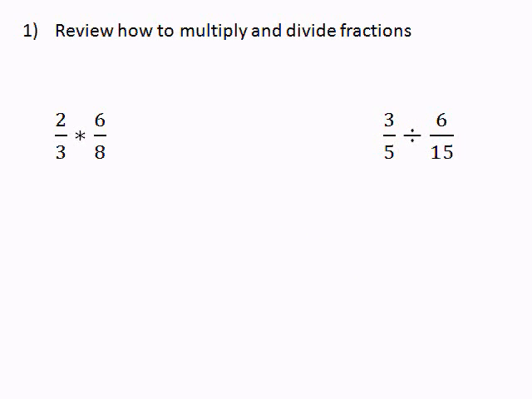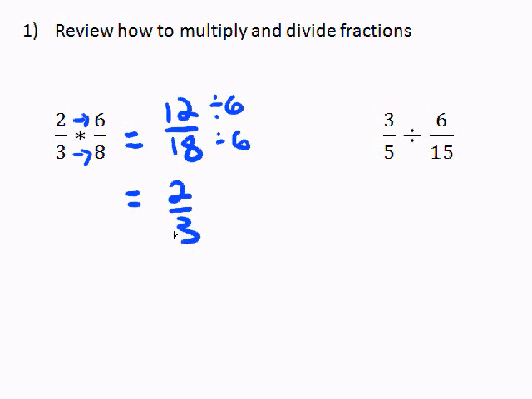Alright, we're on to our first objective. We're going to review how to multiply and divide fractions. The first fraction, you've got a little star symbol in between, which means that we're going to multiply. And to multiply fractions, you multiply the tops to the tops and the bottoms to the bottoms, giving us 12 over 18. Then you have to reduce your answer. To reduce your answer, you find a common factor for the top and the bottom. Both the top and the bottom are divisible by 6, leaving us with 2 over 3 as our reduced answer for that first fraction.